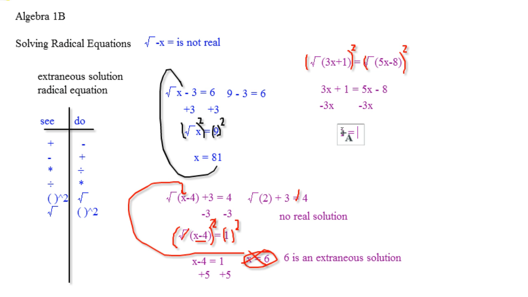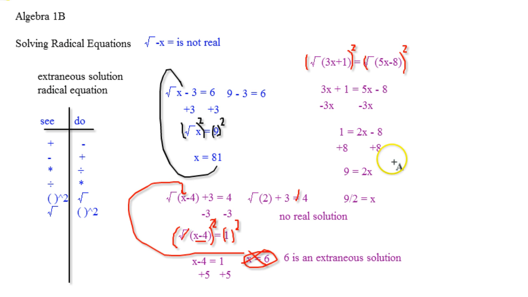And 1 equals 2x minus 8. Okay, then I add 8 to both sides and accidentally gave away the answer. All right, so this is going to be 9 equals 2x. And then I'm going to divide both sides by 2, and so 9 halves equals x.